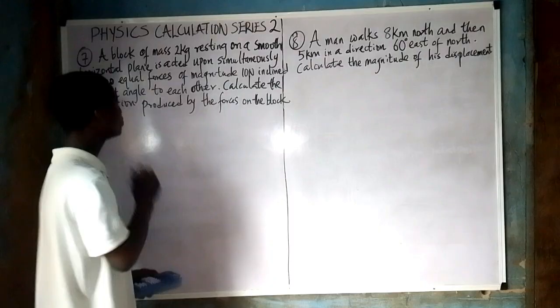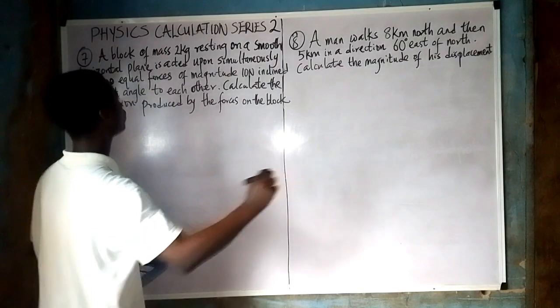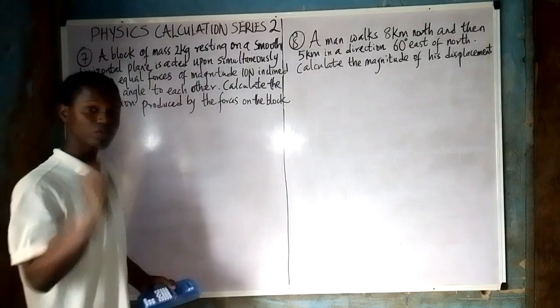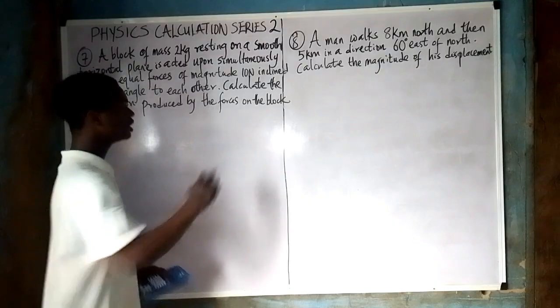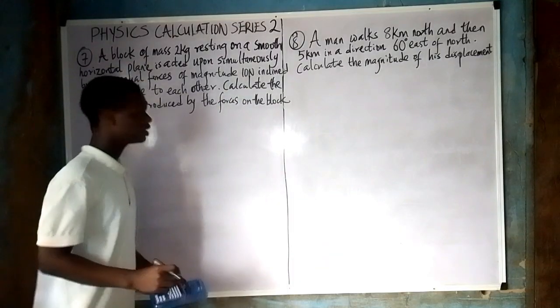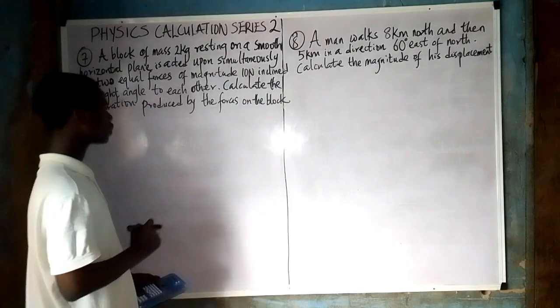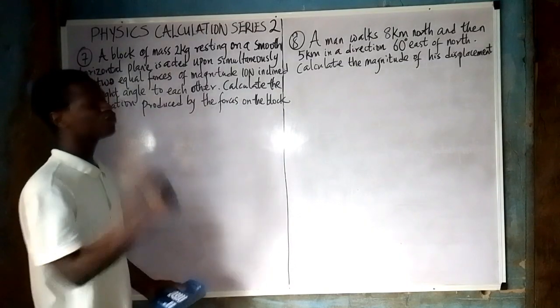A block of mass 2 kg resting on a smooth horizontal plane is acted upon simultaneously by 2 equal forces of magnitude 10 Newton, inclined at right angle to each other. Calculate the acceleration produced by the forces on the block.